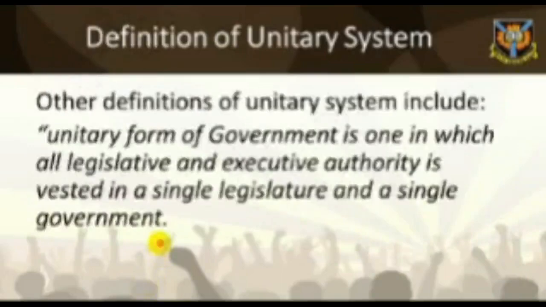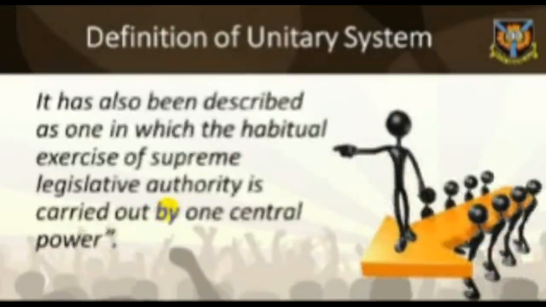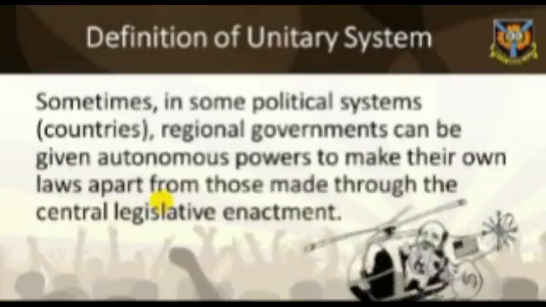Other definitions of unitary system include: unitary form of government is one in which all legislative and executive authority is vested in a single legislature and a single government. It has also been described as one in which the habitual exercise of supreme legislative authority is carried out by one central power. Another definition is that unitary system of government is a form of government in which power is held by one central authority.